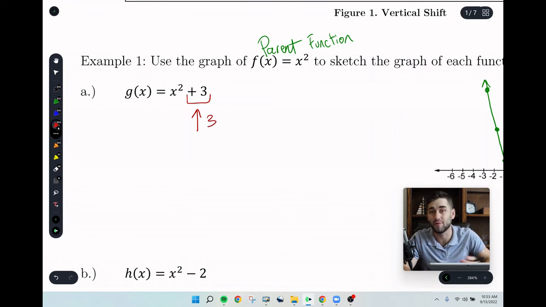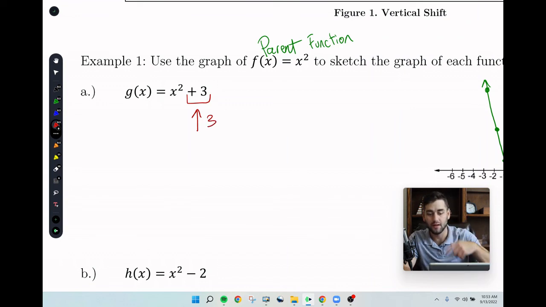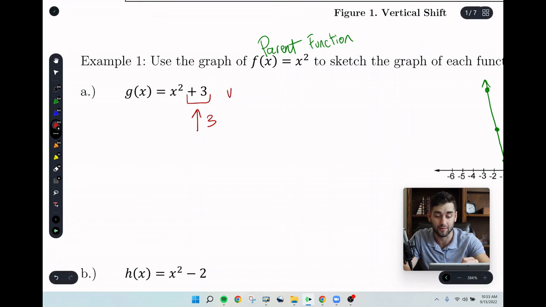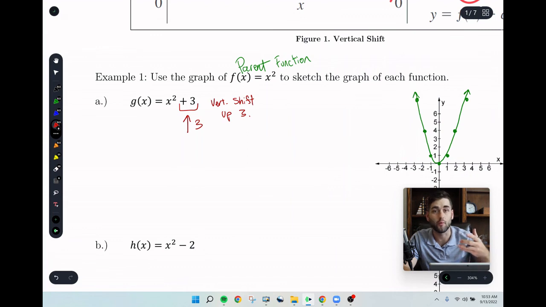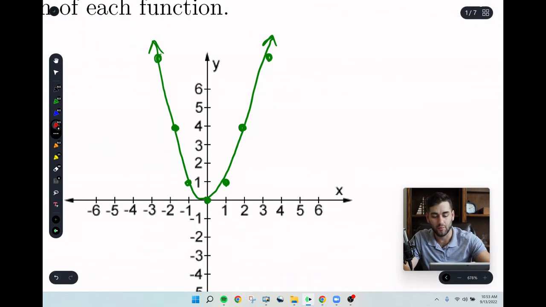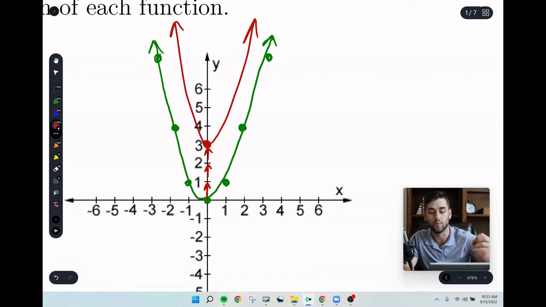And I always just label it like that for my brain. Now, if you want to write it out in words, that's even better. You could write vertical shift up 3. If you want to plot a couple points, if you want to think in your brain, okay, 0, 0 squared is 0, plus 3 is 3, you're welcome to do that. But what I do now is I just plot the vertex up 3. I go 1, up 2, up 3, and then I just redraw the graph. Boom. And that's really it.